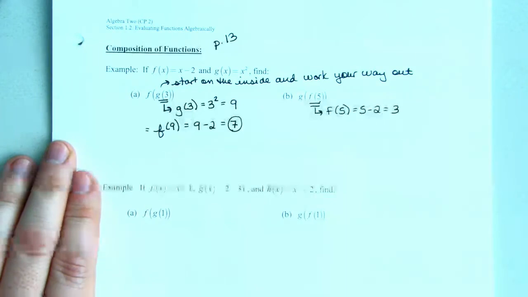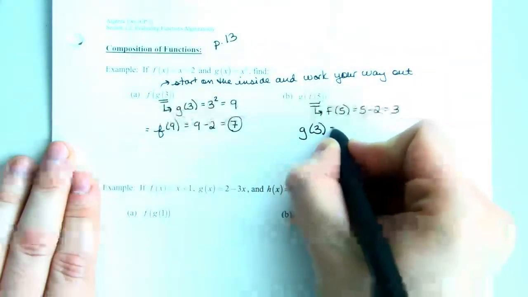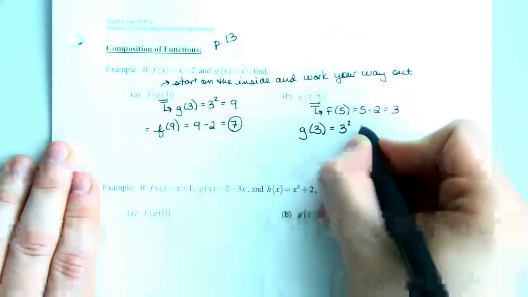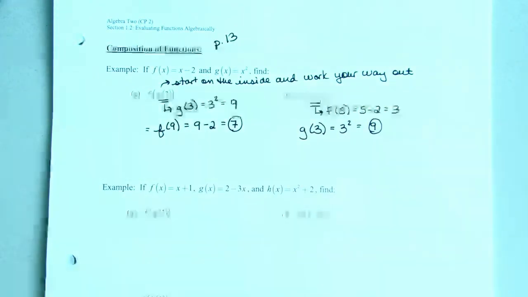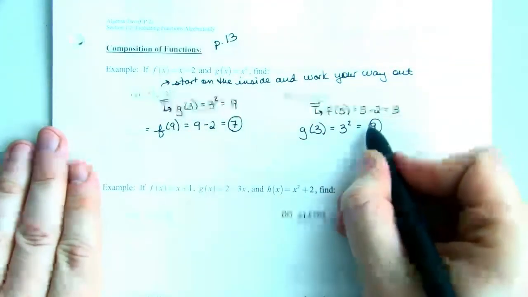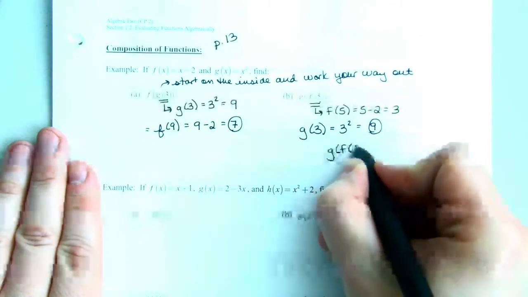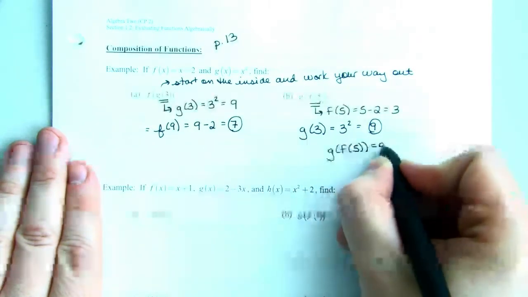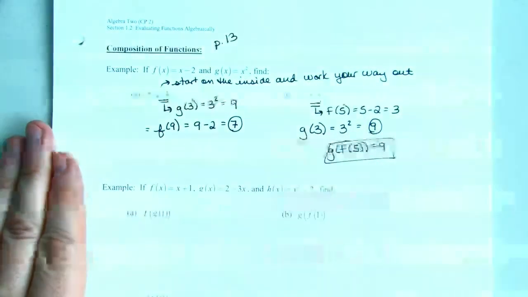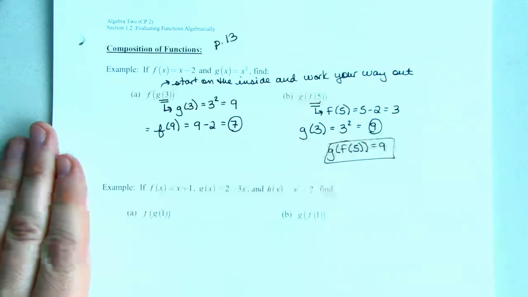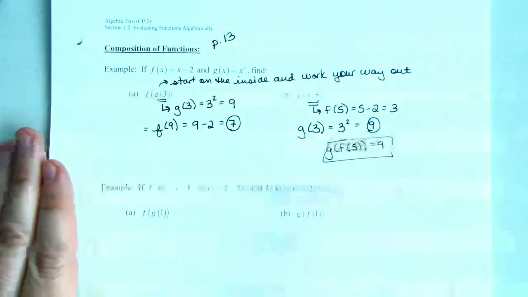I'm then going to take that answer and plug it into my g function. I'm going to get 3 squared. I'm going to get 9. By the way, I'm perfectly fine with you just writing 9 for the answer. If you want to be more technical, I suppose you could say g of f of 5 equals 9. That would also work. What I don't want is g equals 9, f equals 9. That doesn't mean anything. Either just give me the number or give me the entire problem equals 9.